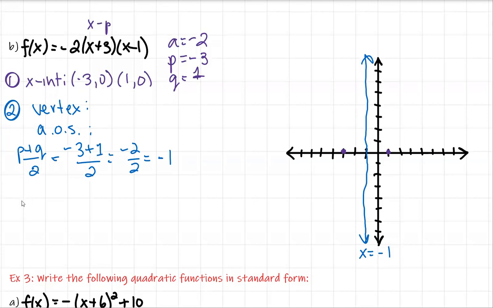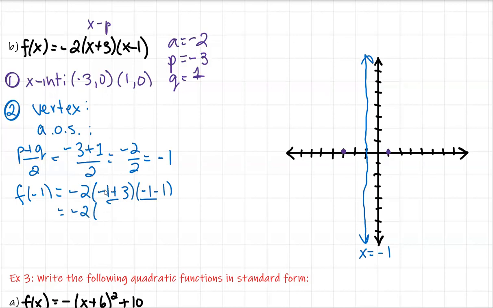And now let's find the y value. F of negative 1. So here's negative 2, don't forget that negative 2, times negative 1 plus 3, times negative 1 minus 1. Okay, now maybe you have the urge to distribute the negative 2. You could, definitely, but it might be easier just to find these first, and then just multiply everything together. That way you don't have to worry about any distribution.